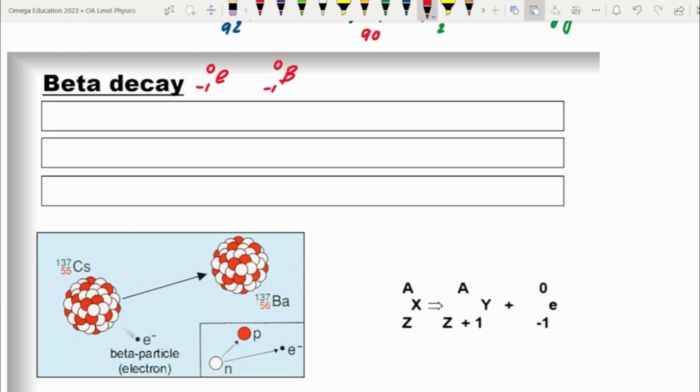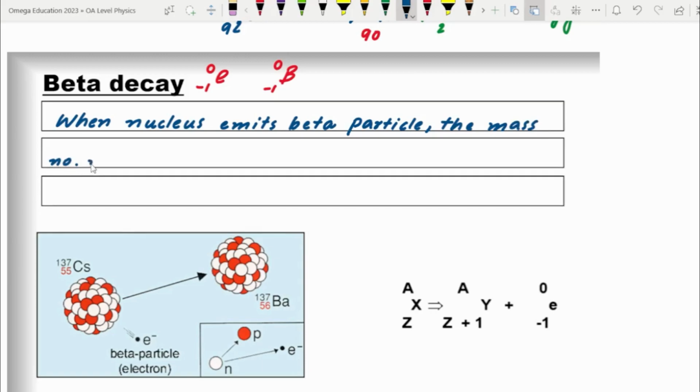So when an unstable nucleus emits beta particles, let me write it down. When that happens, the atomic mass remains the same, or the mass number remains the same, because the mass of the beta particle is negligible.